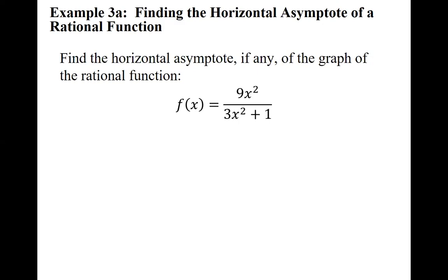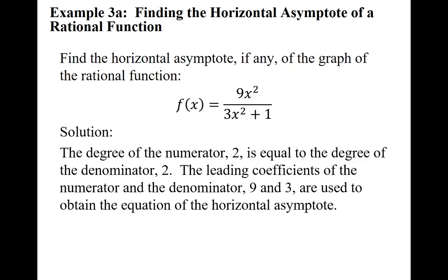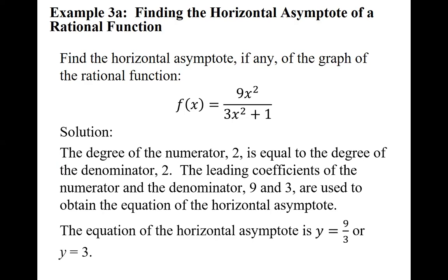So let's find the horizontal asymptote of 9x squared over 3x squared plus 1. The degree of the top is 2. The degree of the bottom is 2. The degrees are the same. So the horizontal asymptote is the ratio of the leading coefficients. 9 over 3 is 3. So y equals 3 is the equation of the horizontal asymptote. Be careful, that 3 doesn't come from the fact that there's a 3 on the bottom. It comes from the fact that 9 over 3 equals 3.